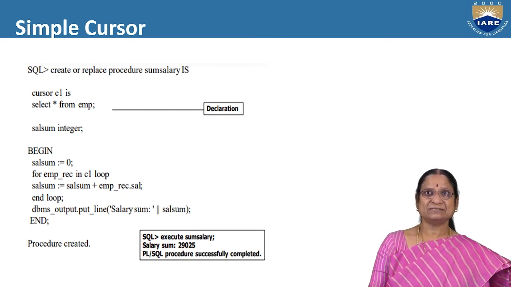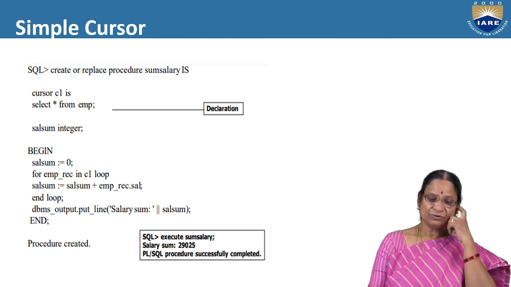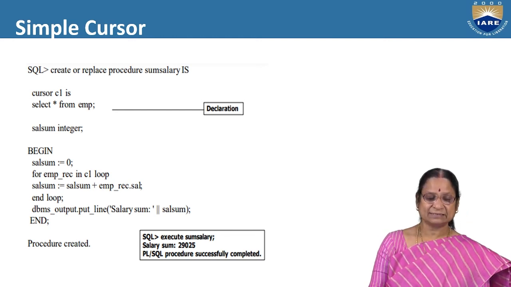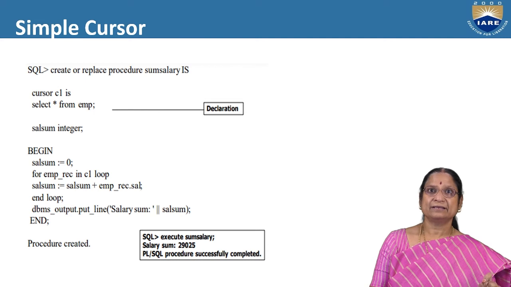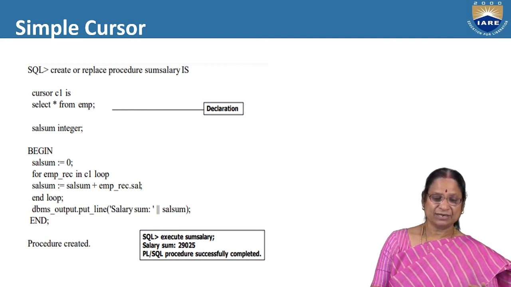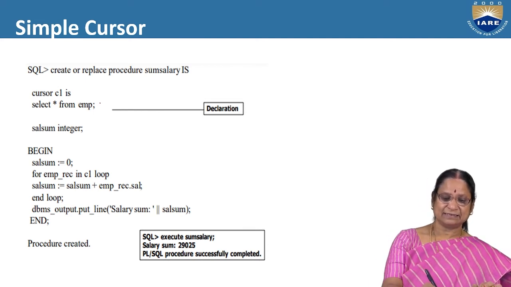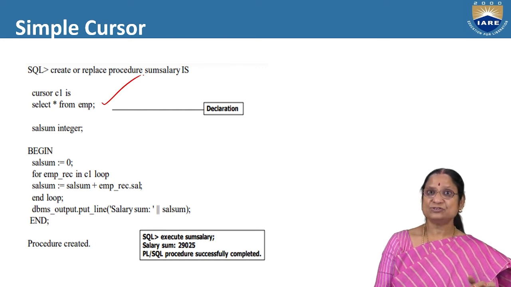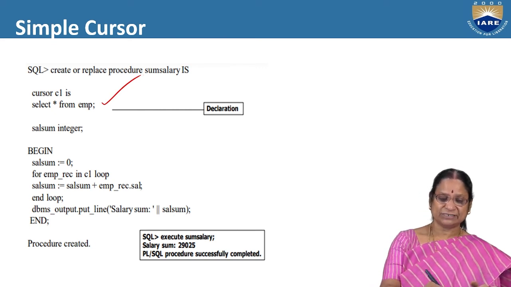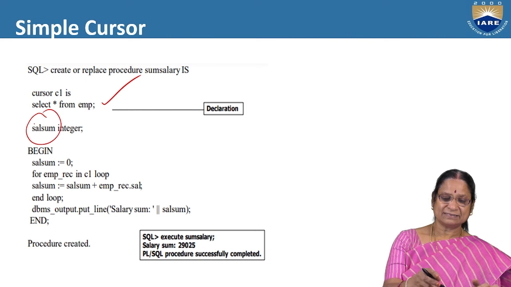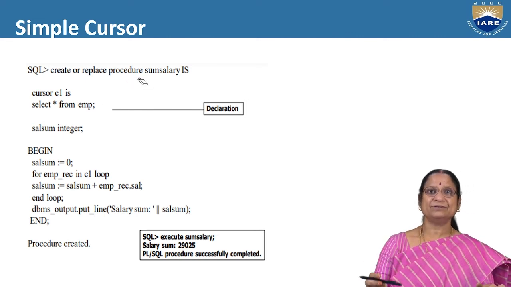Create or replace procedure sum_salary is, for example, we would like to find out the sum of the salaries. For that I am creating a cursor. Cursor C1 is select star from EMP. This is the declaration part. And I have to store the sum of the salary values, so I am using sal_sum as a local variable.